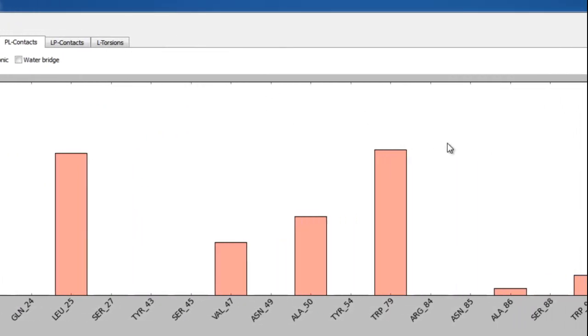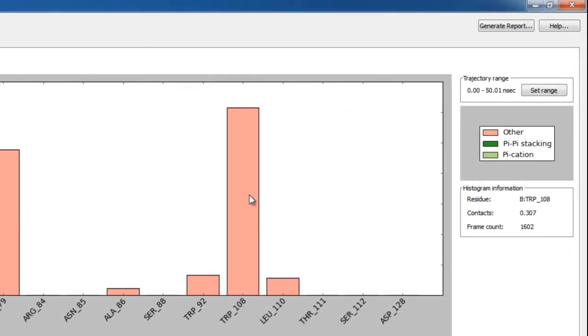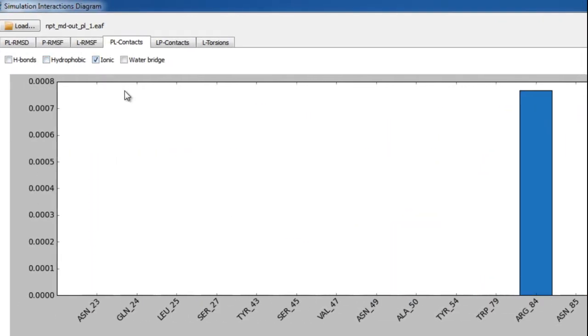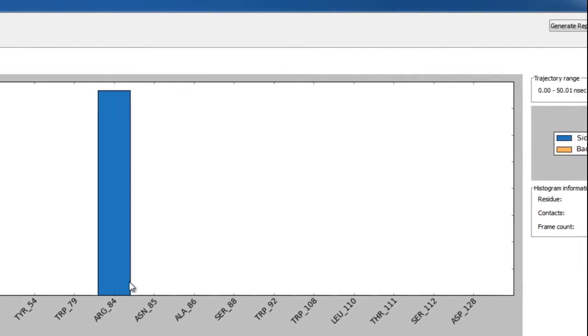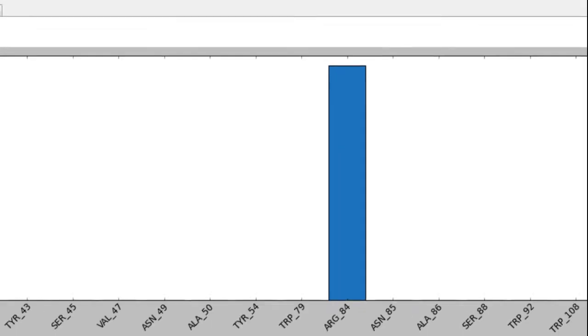Here we can see the hydrophobic interactions. So for example, tryptophan 108 exhibits hydrophobic interactions about 30.7% of the time, but no pi-pi stacking or pi-cation interactions were detected in this system. Only one ionic interaction was established by arginine 84, but this was extremely brief at only 0.1% of the time.